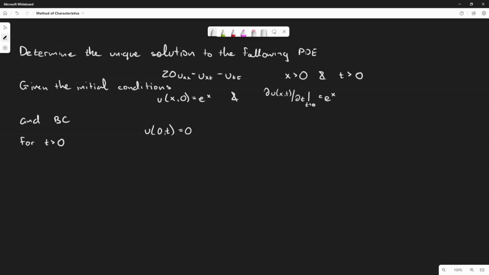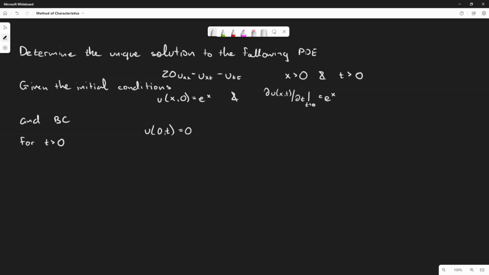As I mentioned, we're going to solve a PDE, so we have to find the unique solution of the following PDE, which is 20 times the second partial derivative with respect to x, minus the second partial derivative with respect to x and t, minus the second partial derivative with respect to t, for x greater than 0 and t greater than 0, given the initial conditions u(x,0) equal to e to the x, and the partial derivative with respect to t evaluated at t equals 0 also equal to e to the x. And we're also given the boundary condition u(0,t) equal to 0 for t greater than 0.